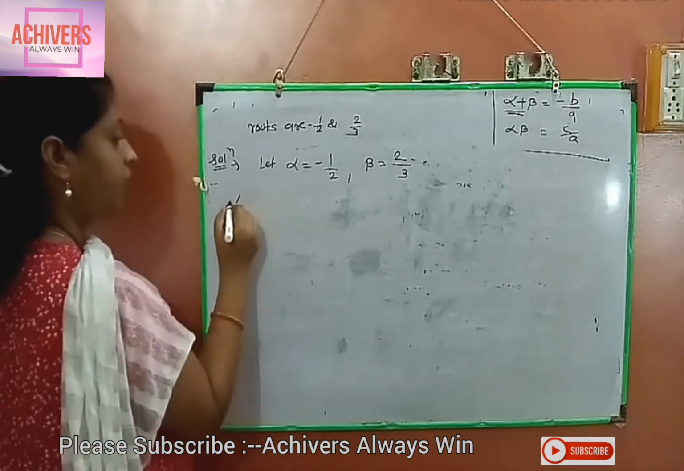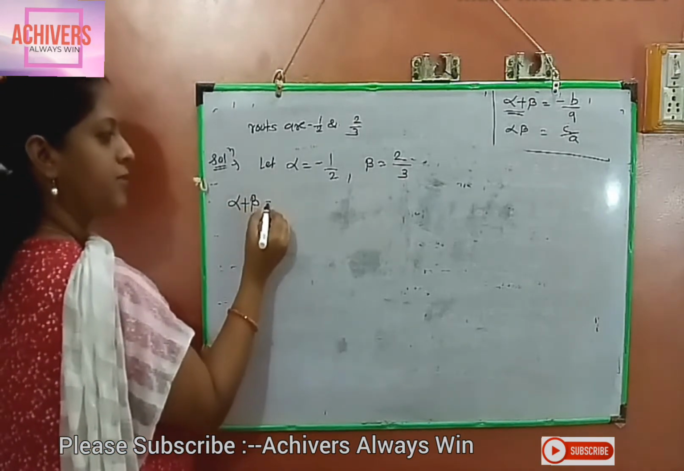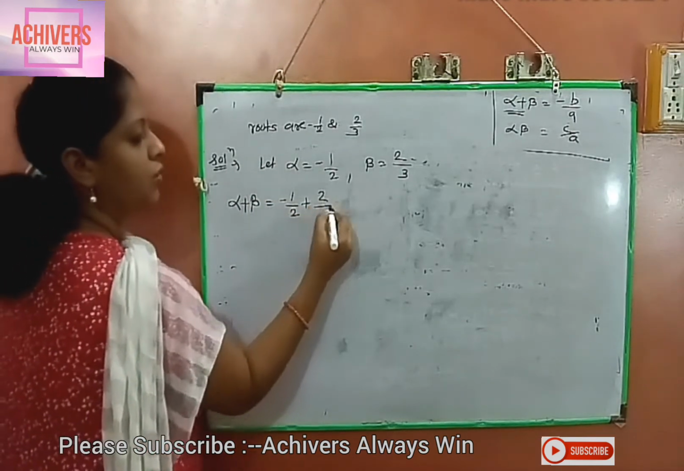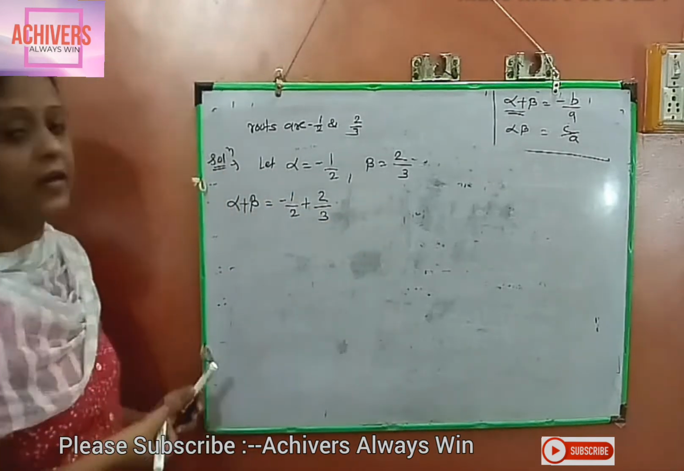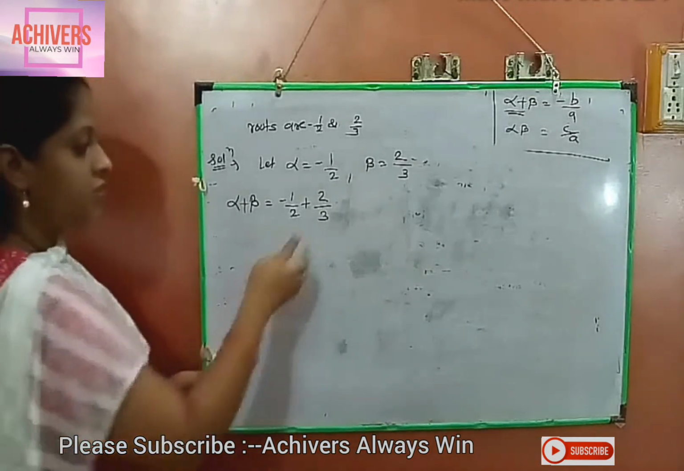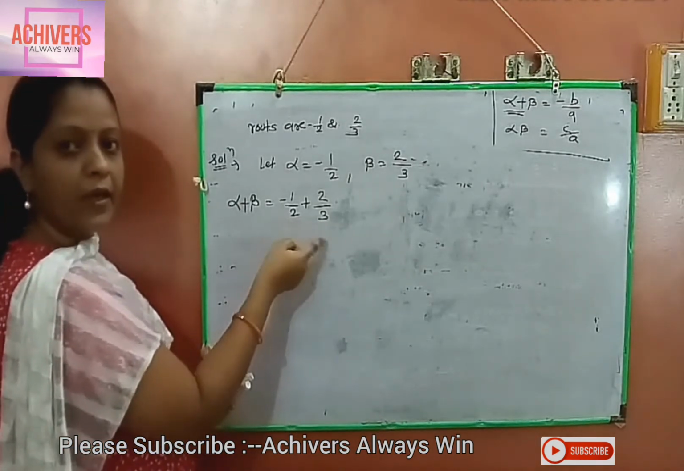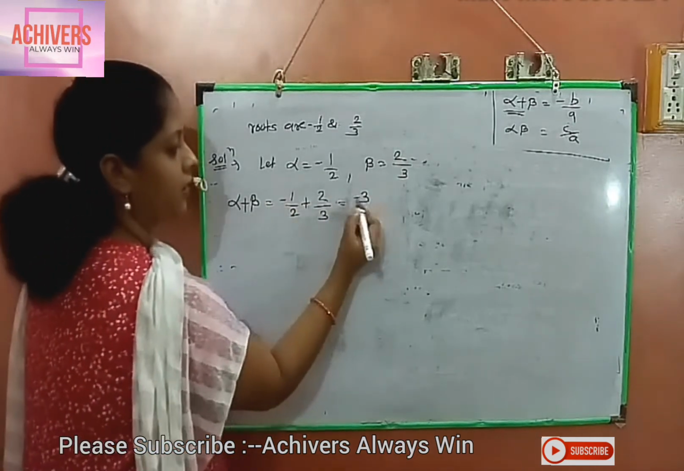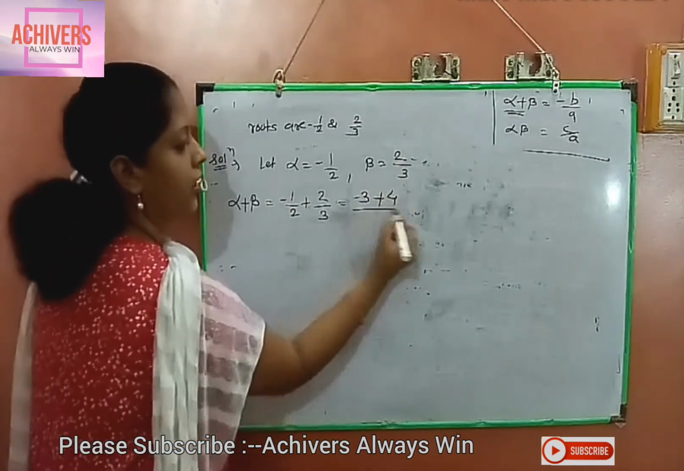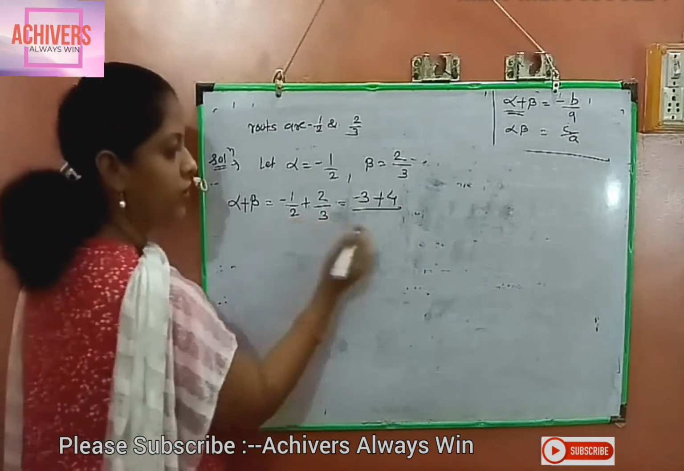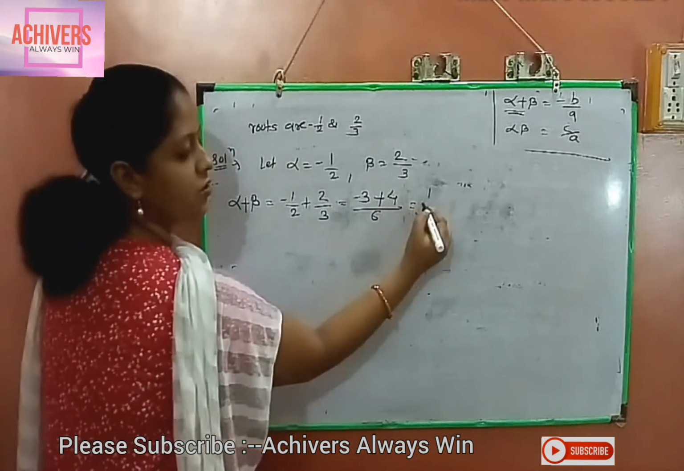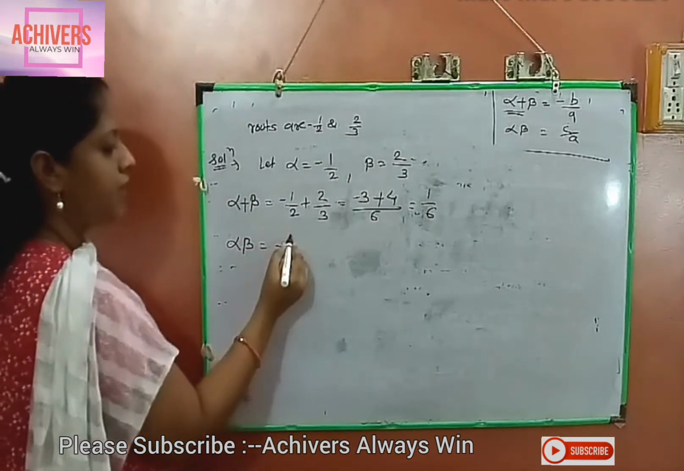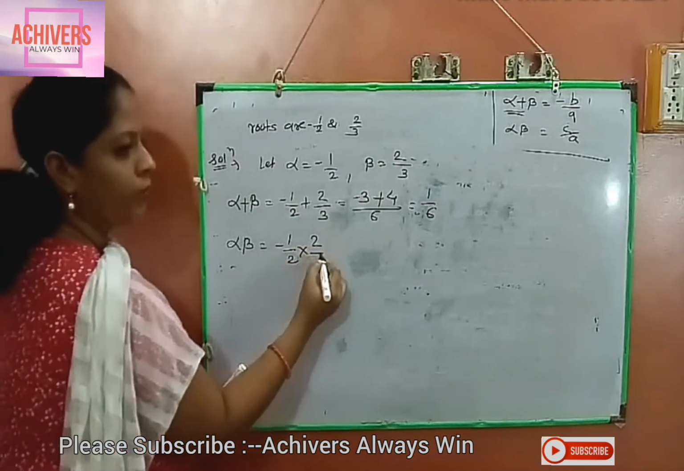Then first find which value? Alpha plus beta. Alpha is minus 1 upon 2 plus 2 upon 3. Then how can you find this addition? Here the denominator is 3, here is 2. Then by cross multiplication, 3 ones are 3 plus 2 twos are 4, and multiplication of denominators, 2 threes are 6. How much after subtraction? 1 by 6. And alpha into beta is minus 1 by 2 multiply 2 by 3.